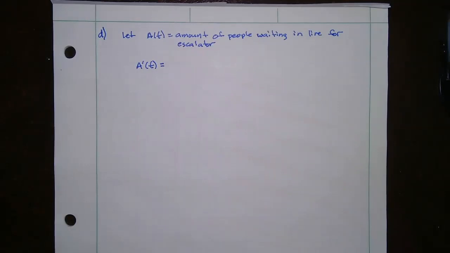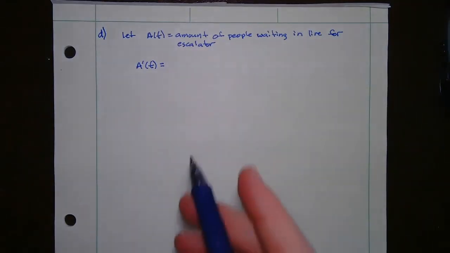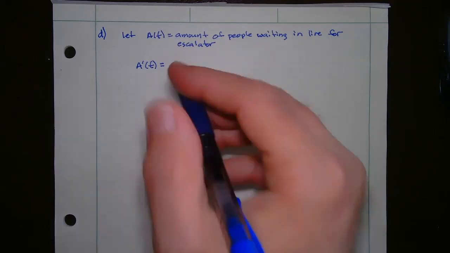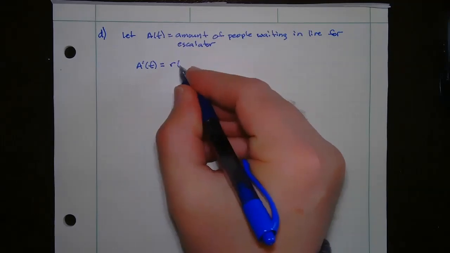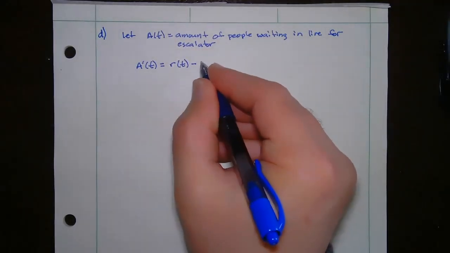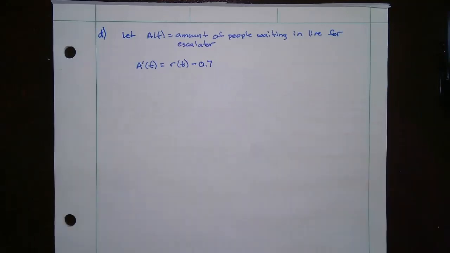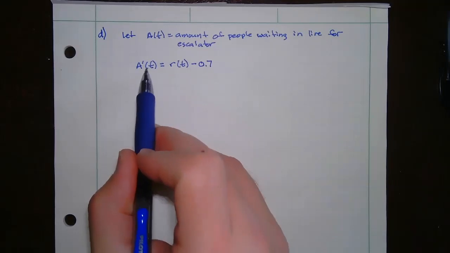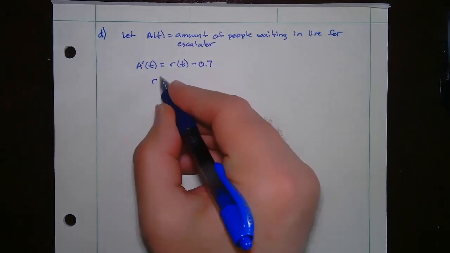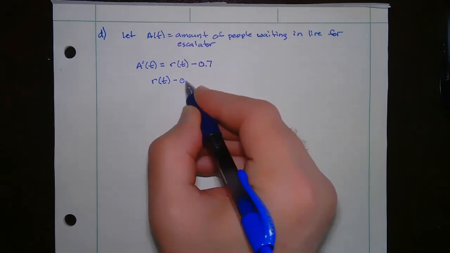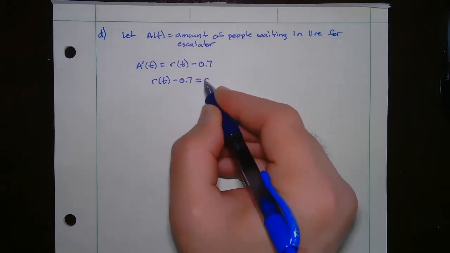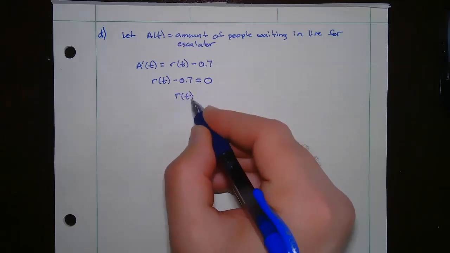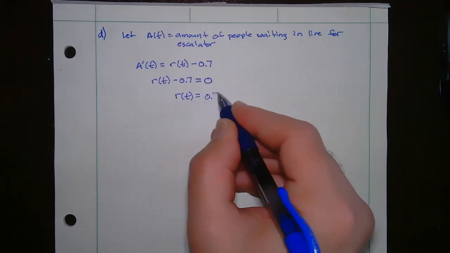would equal, and that's the rate at which this is changing, and it would be made up of the two rates, the incoming rate and the outgoing rate, okay? So those are r of t minus 0.7. And what I want to know is find the critical number. So I want to know where this is 0. So basically I want to know this, r of t minus 0.7 is equal to 0, or r of t is equal to 0.7.